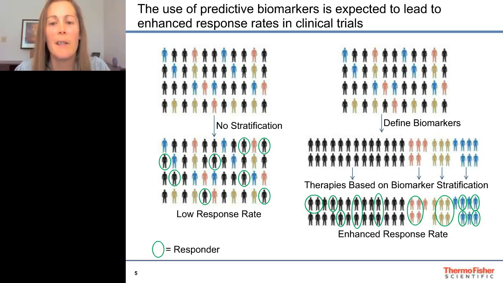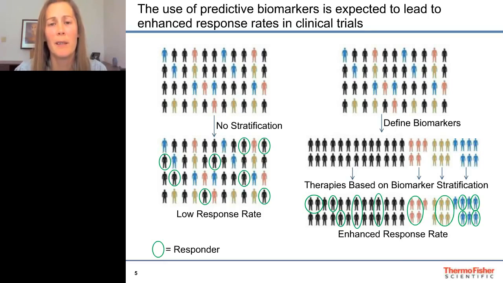So the idea is if you take that same hypothetical patient population and define biomarkers and stratify based on those biomarkers before giving treatment, you may get the same response rate as you did in the example on the left, but now, for example, in the hypothetical patients shown in dark here, you have a perceived enhanced response rate because these patients are no longer diluted among the general population.